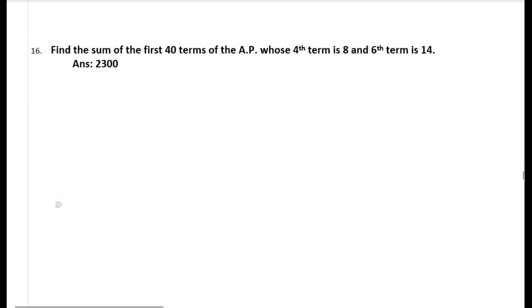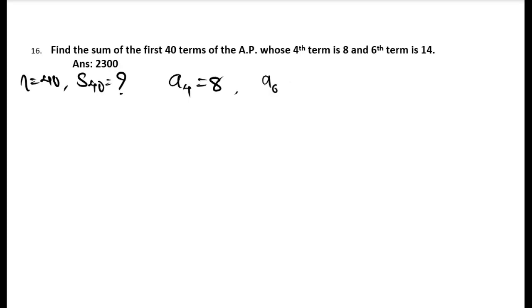Okay, find the sum of first 40 terms of an AP. So number of terms is 40. You have to find sum of first 40 terms, whose fourth term is 8 and sixth term is 14. So fourth term, A4, is 8 and sixth term is 14. So how can you write fourth term?